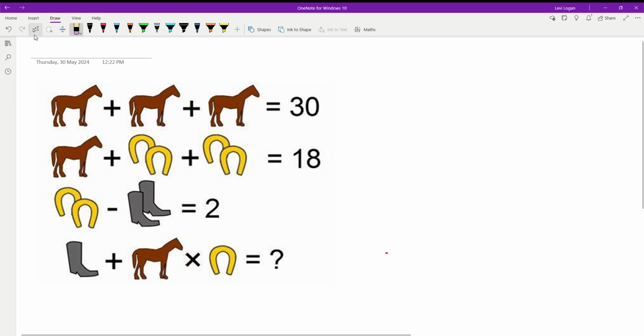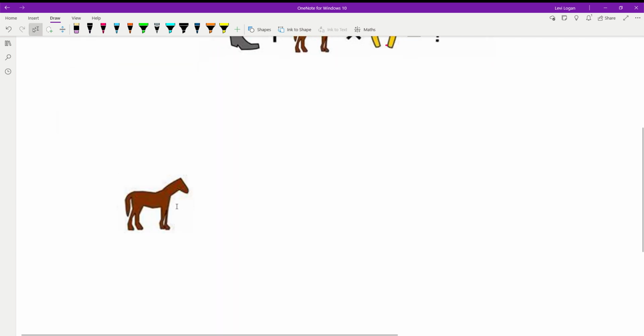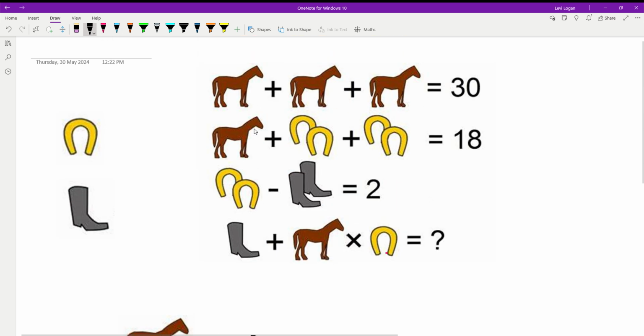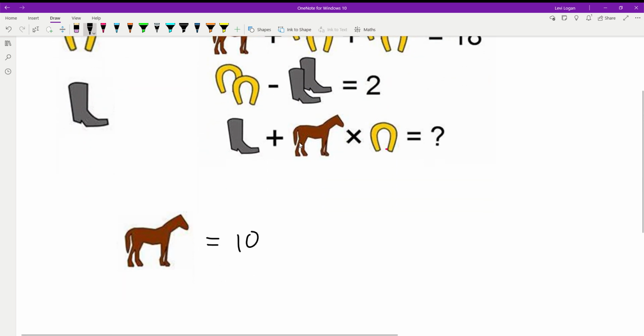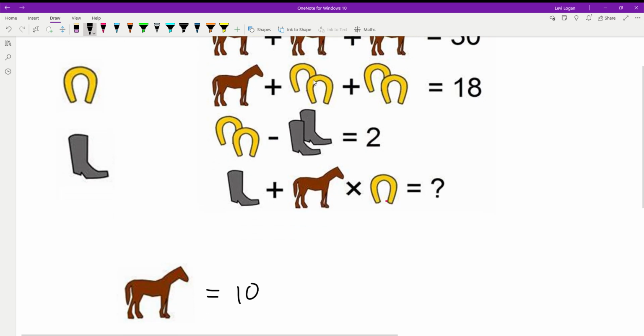So first of all, we want to isolate a single boot and a single hoof. Luckily I've done that in the photo behind these guys here. So for the first equation, we can pretty much get the idea that one horse is pretty much equal to 10. So what we can do is just copy this photo here. So let's just go down here and go one horse is equal to 10, okay? Because you would have three horses, so three horses equals 30, divide by 3 gives you 10.